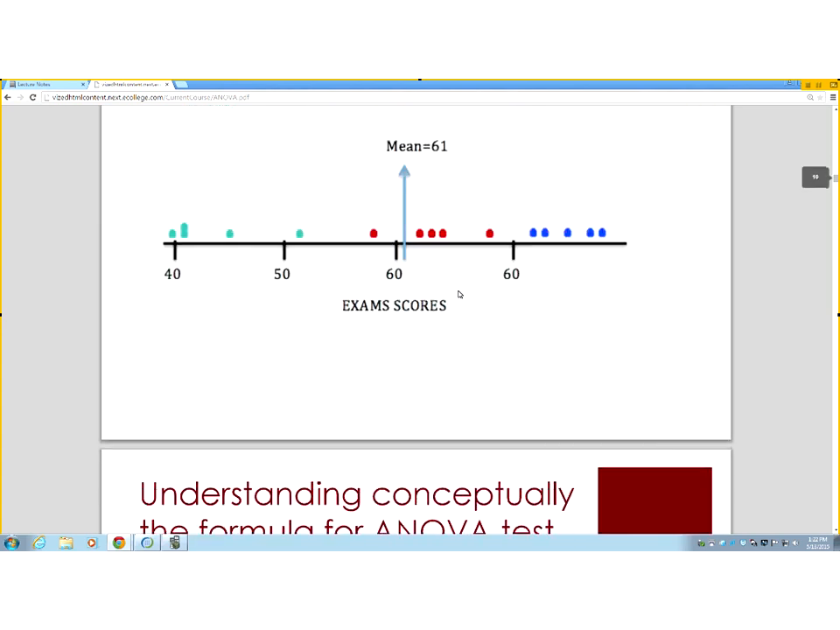So consider this. Consider that we are going to find the mean of all the data values regardless of whether they're in the first, second, or third group. We will find the mean of all the data values regardless of which group they're in. That is called your grand mean.